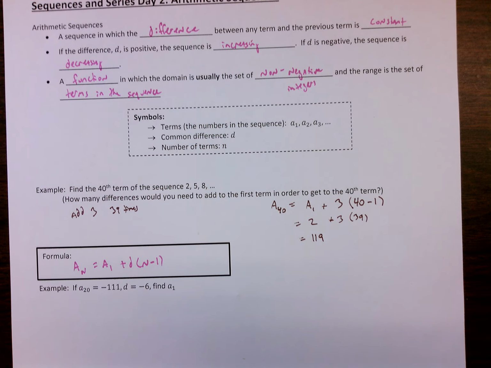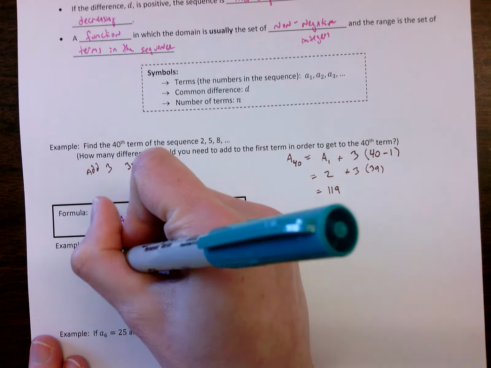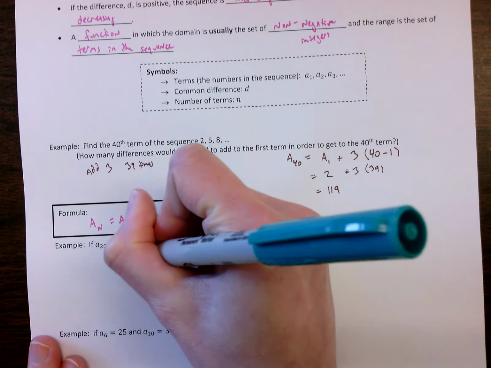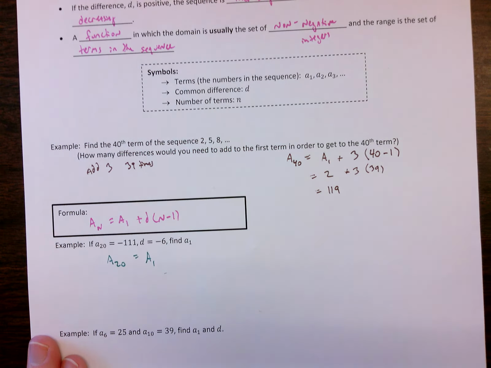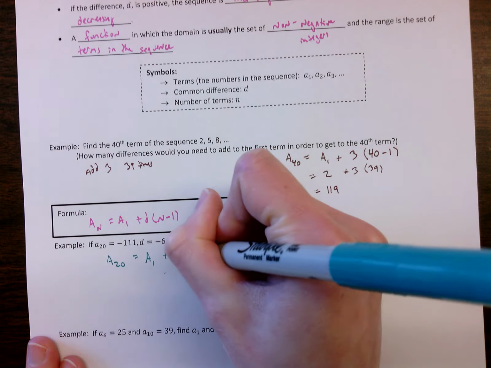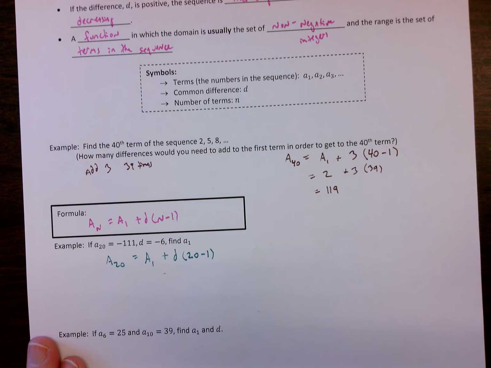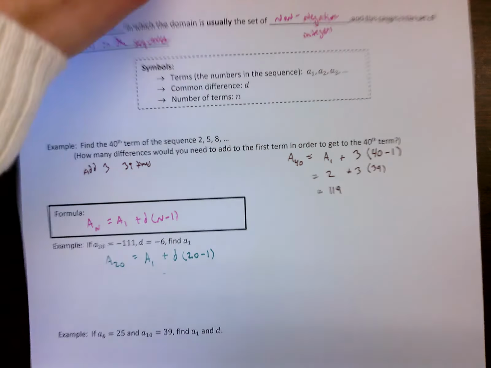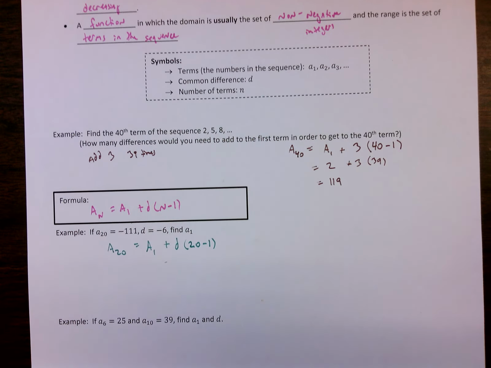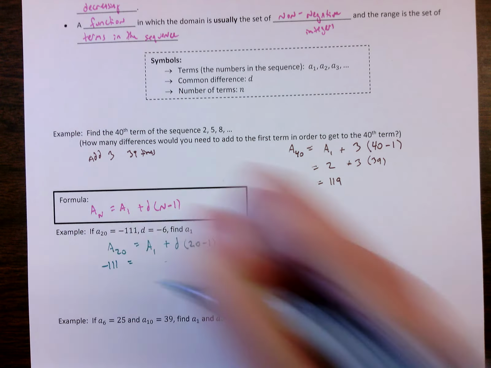Okay, so we have the 20th term, and we know the common difference. We want to find the first term. So what I can say is, to get to the 20th term from the first term, I have to add my common difference 20 minus 1 times. Okay, that's the basic setup that I'm going to use. And now I'm just going to substitute in the information that I know. I know what a sub 20 is. They told me it's negative 111.